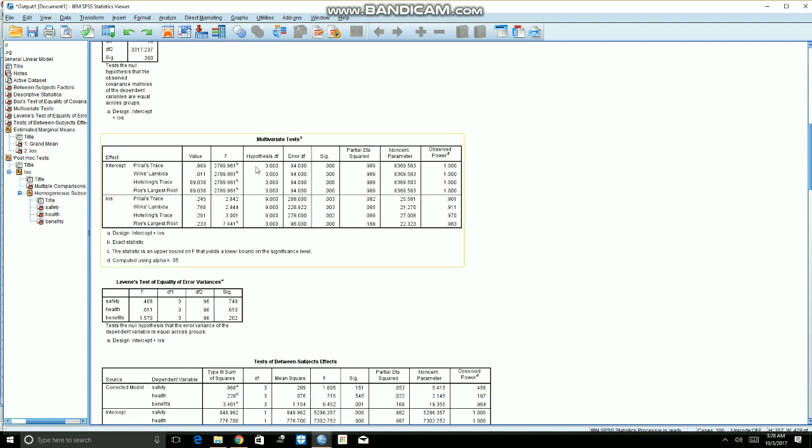Next, this is the multivariate test. Regardless of which of these multivariate statistics we look at, we have the length of service and the other variables, and we see that they are all significant. In Levene's test of equality of error variances, there are no significant differences for safety, health, and benefits.